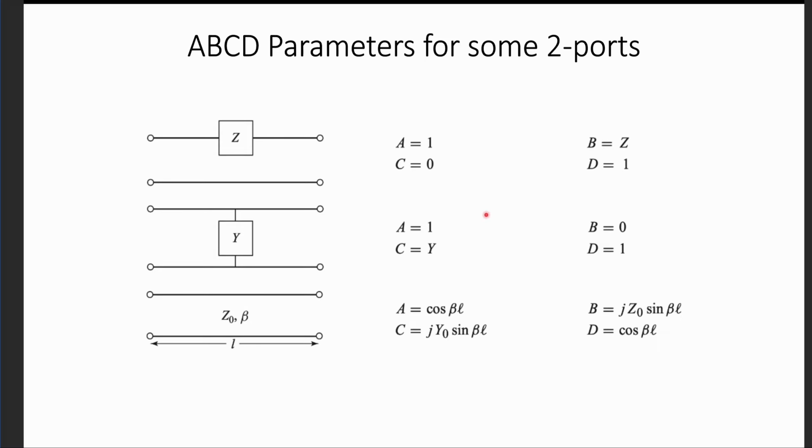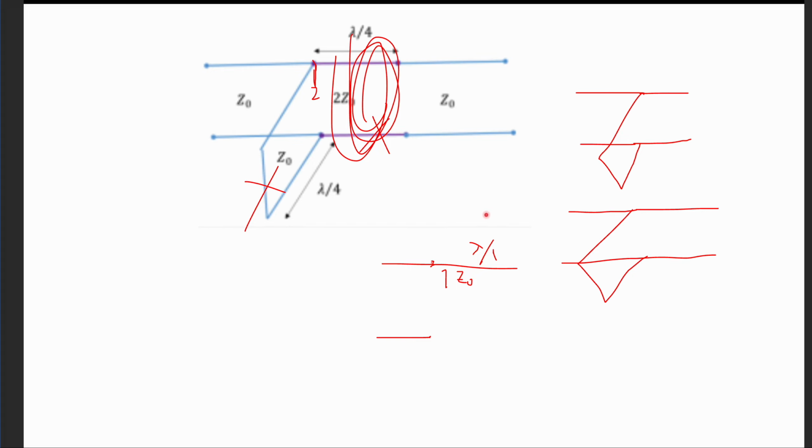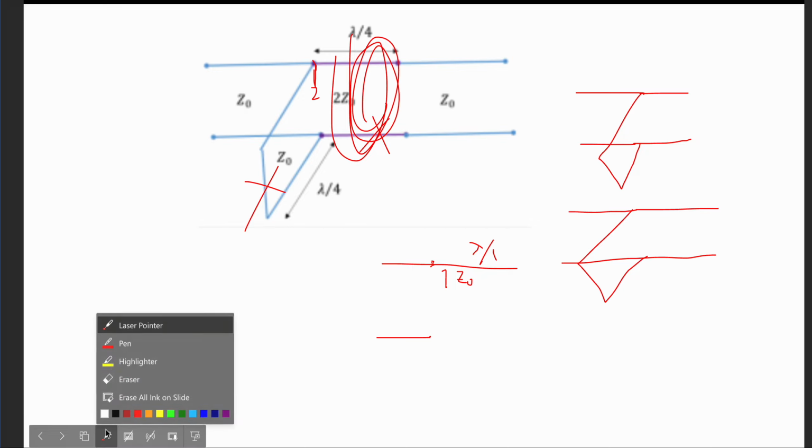Sir, what will be the value of beta? Oh, sorry. Beta will be 2π by lambda, and beta times length will be given. If I am not correct, let's solve it.